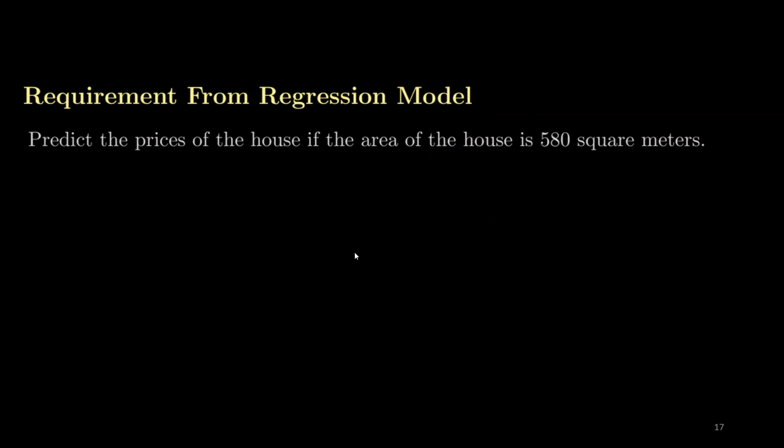So the requirement from the regression model is very simple. The requirement is prediction, whether to predict the salary of a person or to predict the price of a house. After learning, the regression model should be able to predict the value if a new test sample is given to it. So in this lecture, we learned what we require from the regression model.